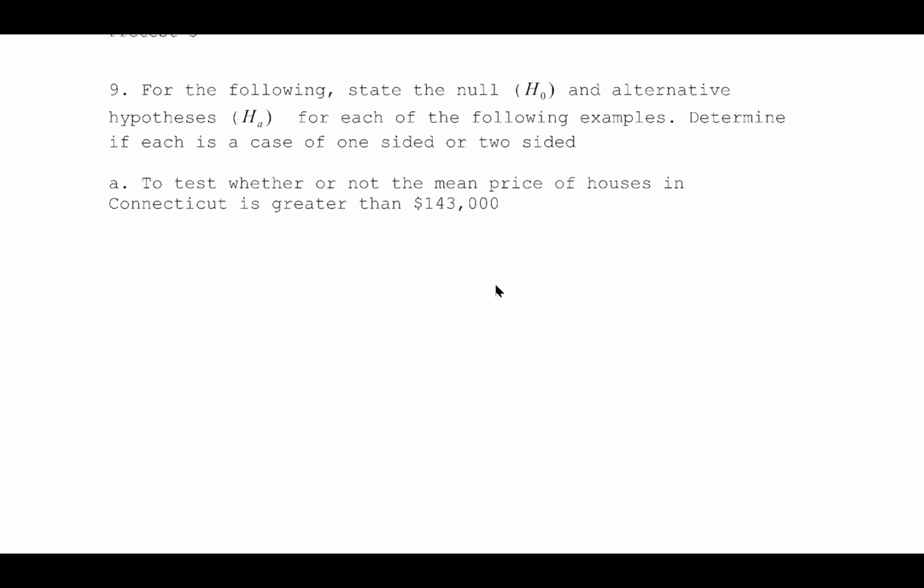So let's go ahead and do this one. So let's say H0, well, we say H1. So it says for the following, state the null and alternate hypothesis. So to test whether or not the mean price of houses in Connecticut is greater than 143,000. So we want to test to see if the mean price of houses in Connecticut is greater than 143,000. So that means my alternate hypothesis would be mu is greater than 143,000. So my null hypothesis will be mu is equal to 143,000. Please remember your null hypothesis is always stating there is no change. So there is no change, you put that equal to it. But for the alternate hypothesis, you want to state there is a change, and then you state what the change is.